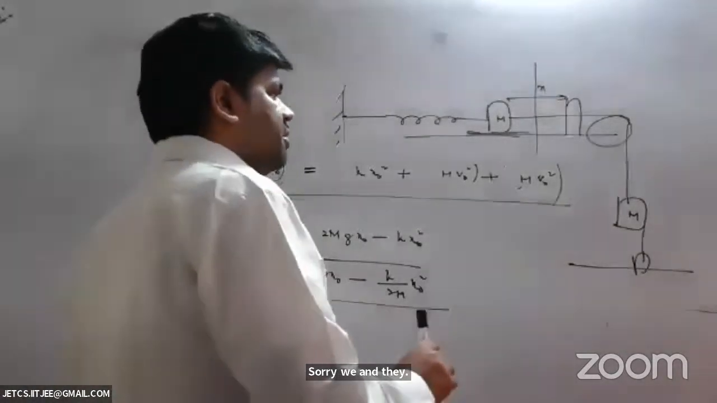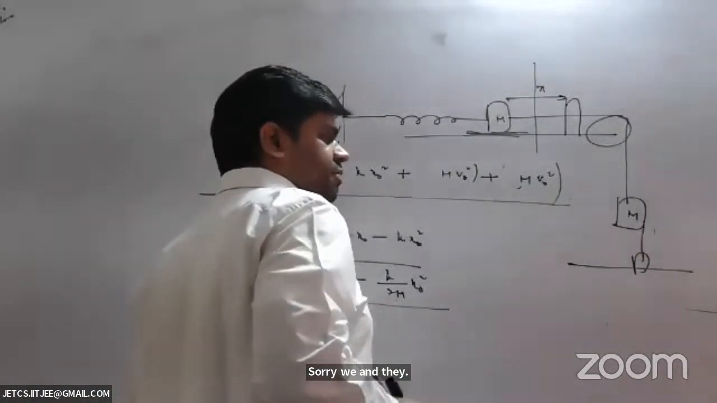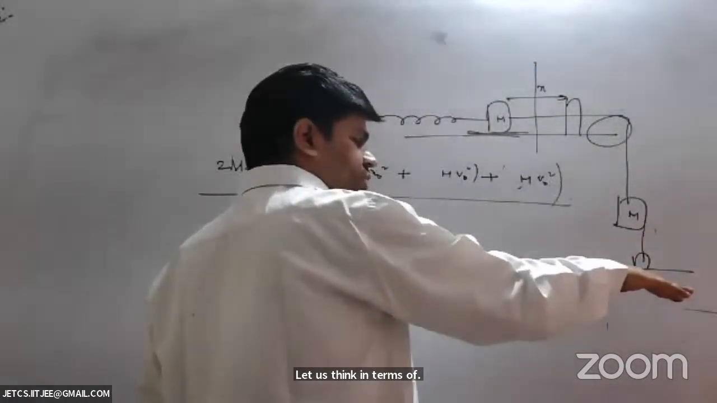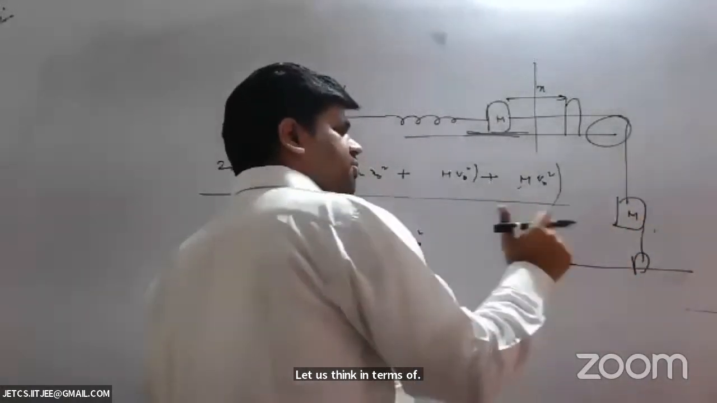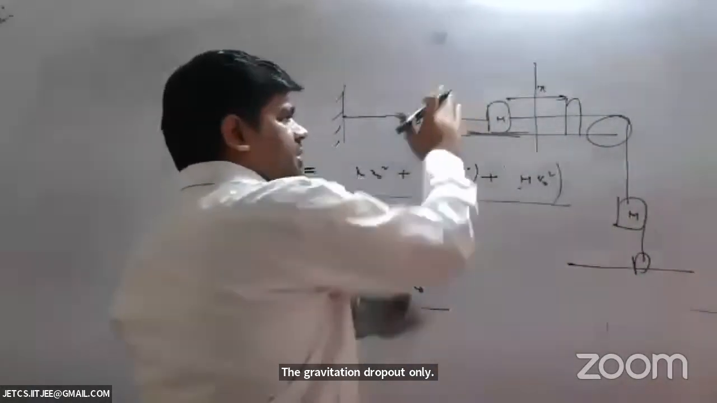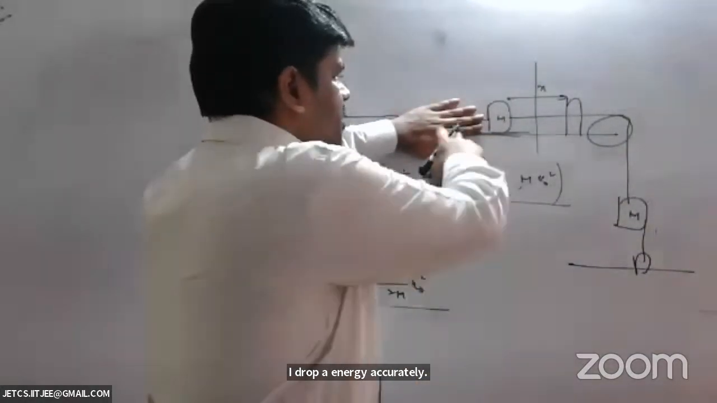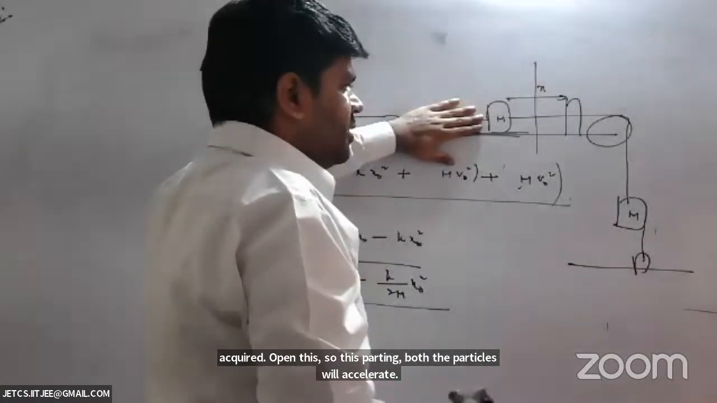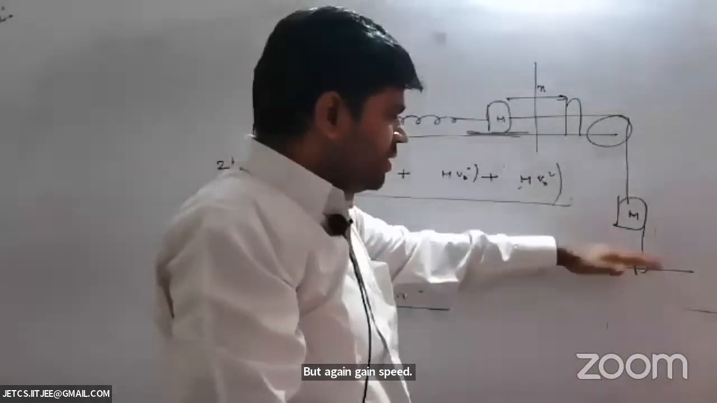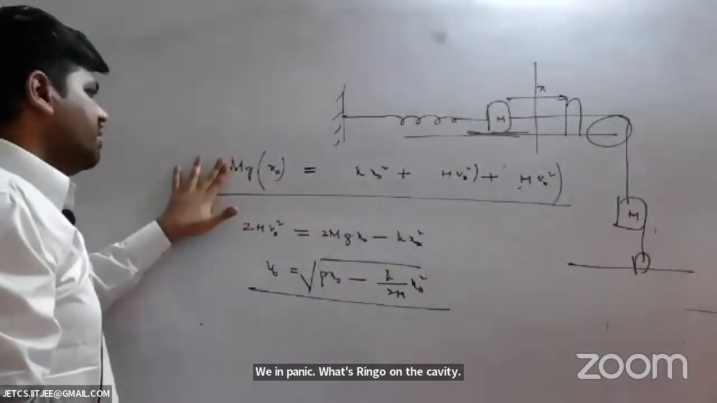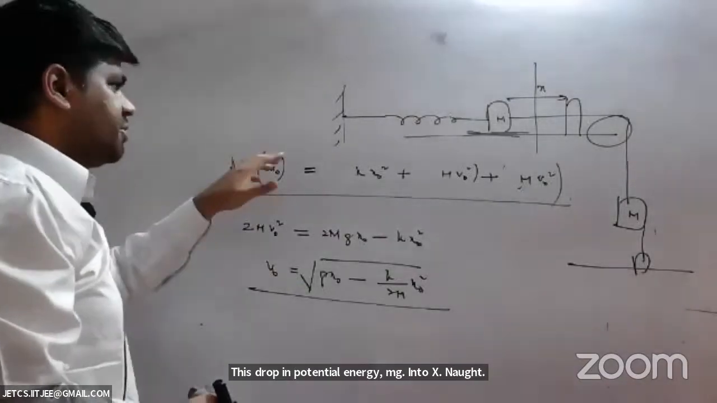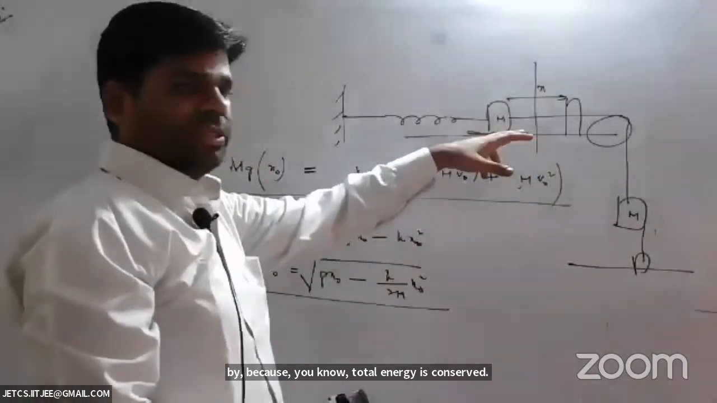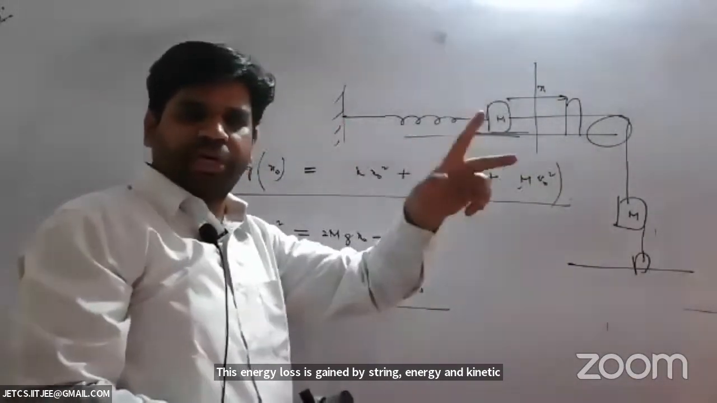Students, what is happening here is, let us think in terms of energy. The gravitational potential drops. Where does that dropped energy go? If there were no spring, it would go into speed, so both the particles will accelerate and gain kinetic energy. But since there is a spring too, this drop in potential energy mg into x naught is captured by the spring energy and kinetic energy, because total energy is conserved. Kinetic energy is being split between two particles.